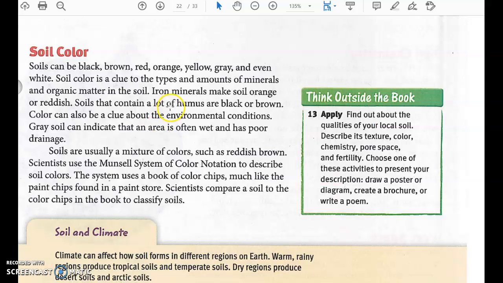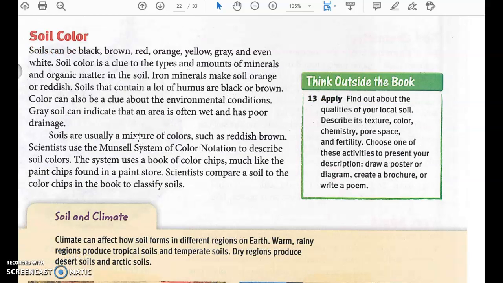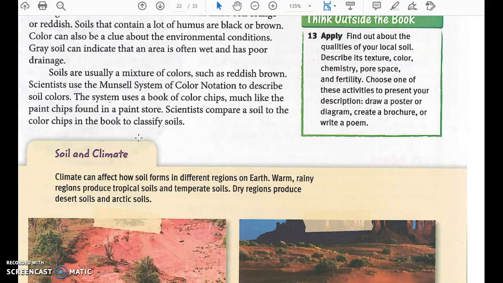Soils that contain a lot of humus, remember that is the organic material, plants or animals that are decomposing from those tiny things we call bacteria, or from fungus. Those things break down plants and animals that have died. Okay, so soils that contain a lot of humus are black or brown. Color can also be a clue about the environmental conditions. Gray soil can indicate that an area is often wet and has poor drainage. Soils are usually a mixture of colors, such as a reddish-brown.